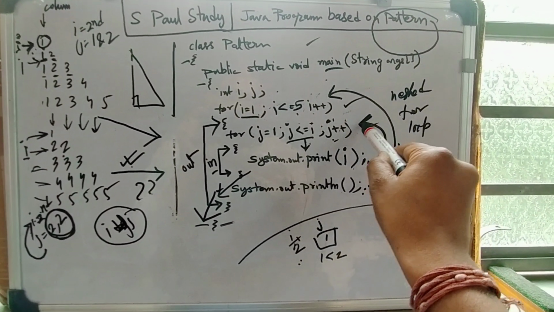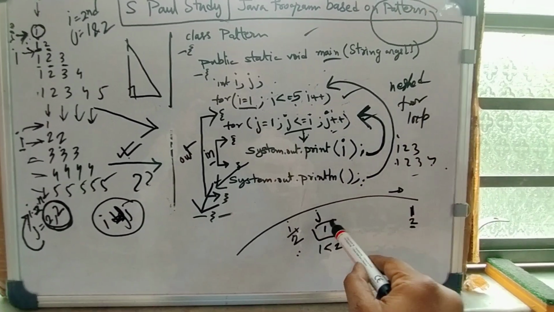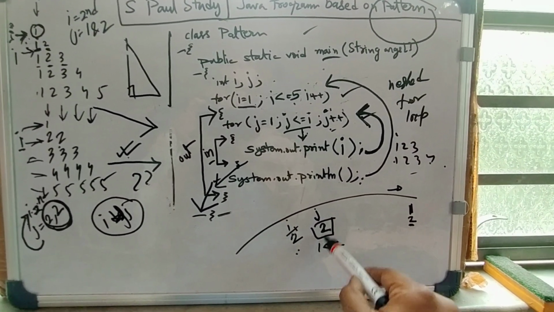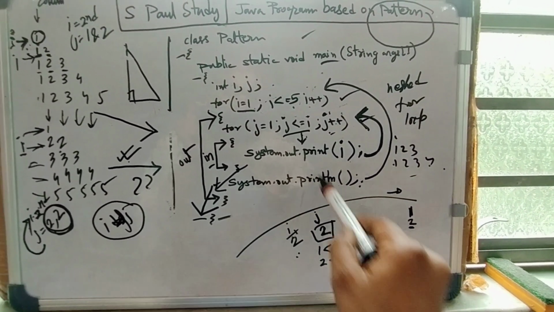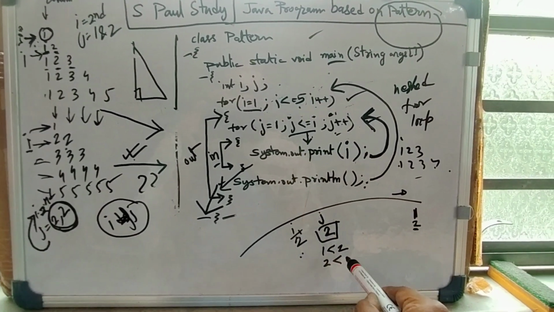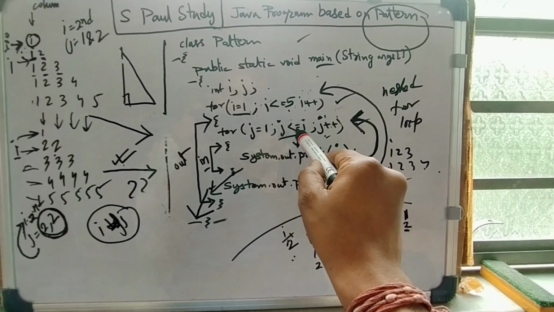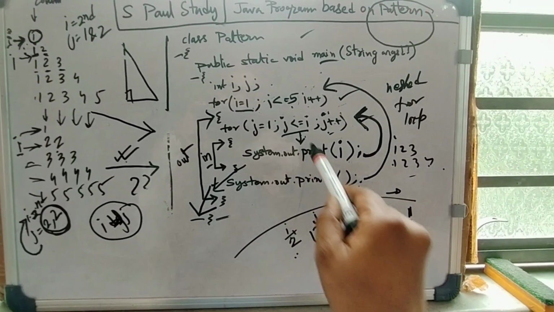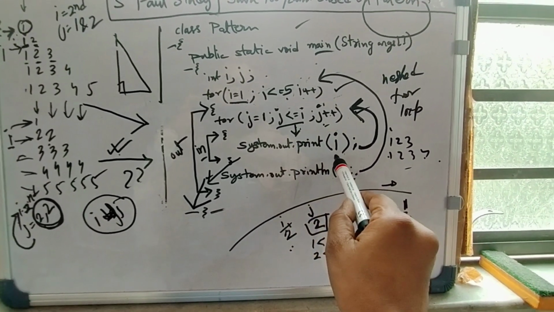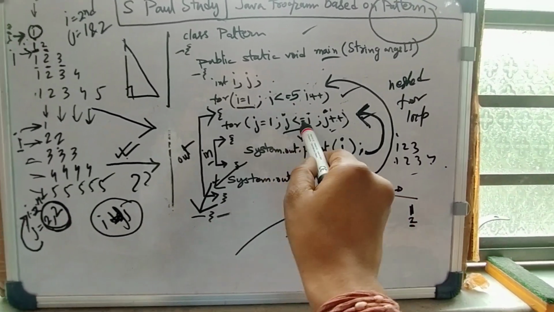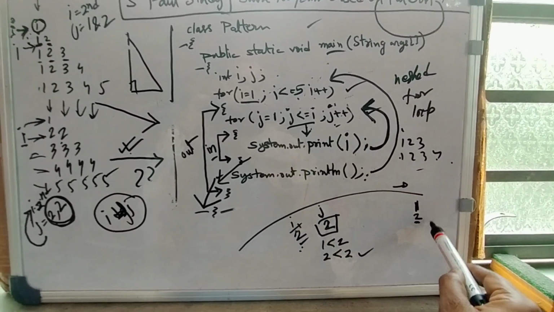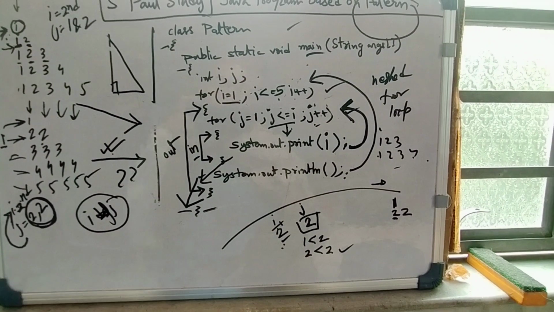Once it goes up, j increases by 1. Now the j value is 2. 2 checks with i, which is 2. Fine. 2 checks with 2. Now the condition matches, comes down, prints the value of i. i is 2, hence 2 prints.